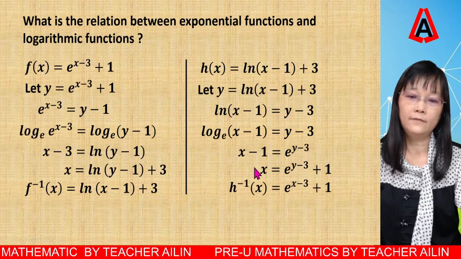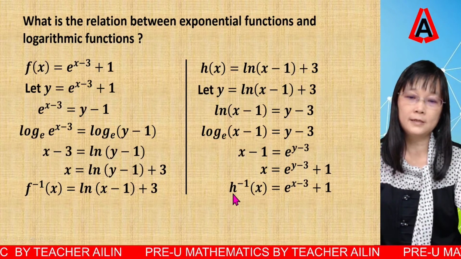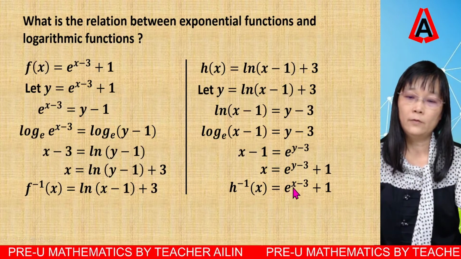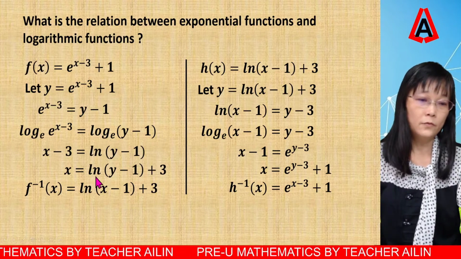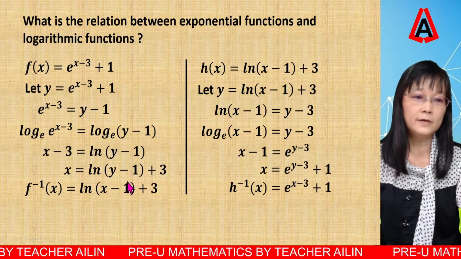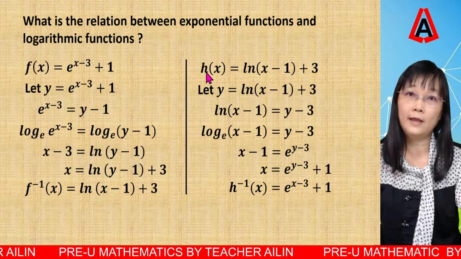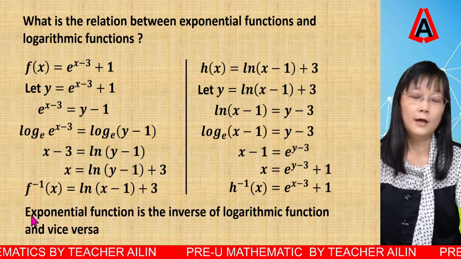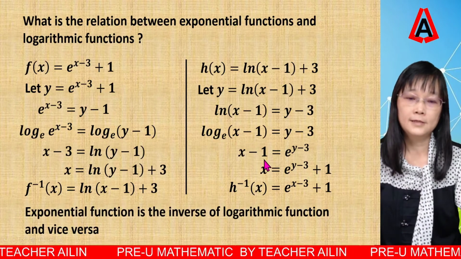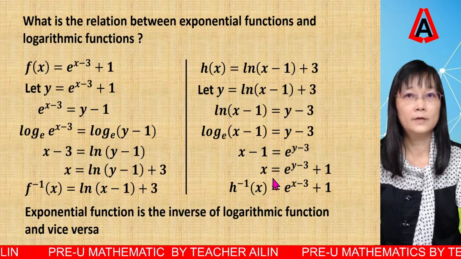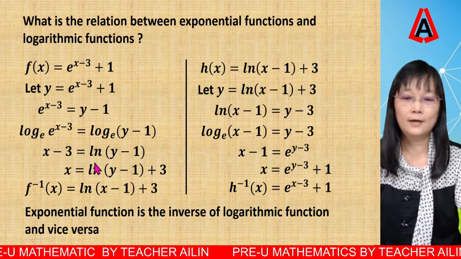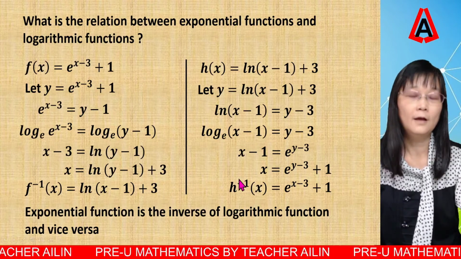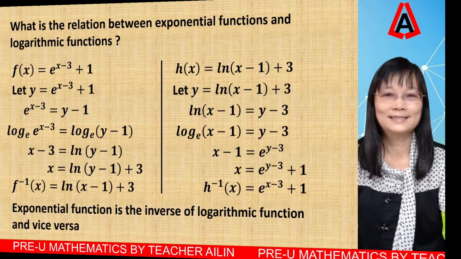When I write the inverse in function notation, the inverse of h of x is e to the power of x minus 3, plus 1. So when we compare these two inverses, with the functions f of x and h of x, notice that actually the exponential function is the inverse of the logarithmic function, and at the same time, the logarithmic function is the inverse of the exponential function.